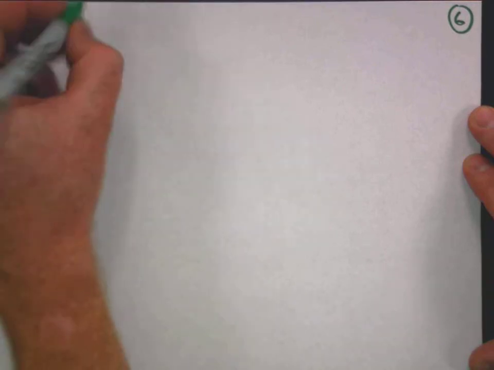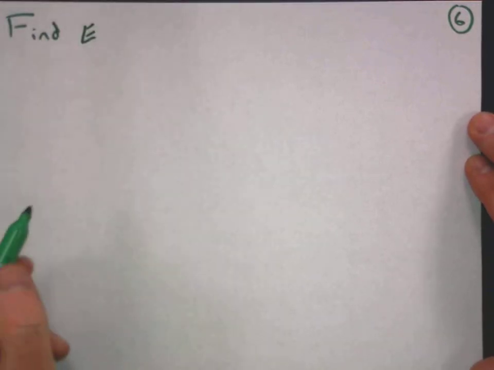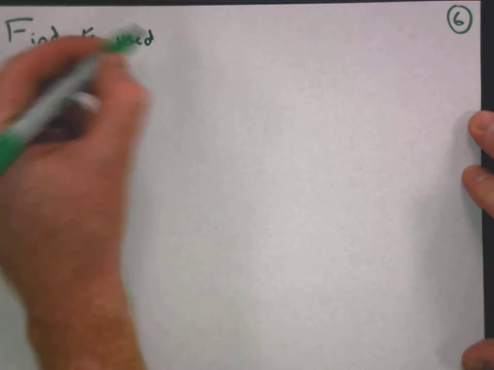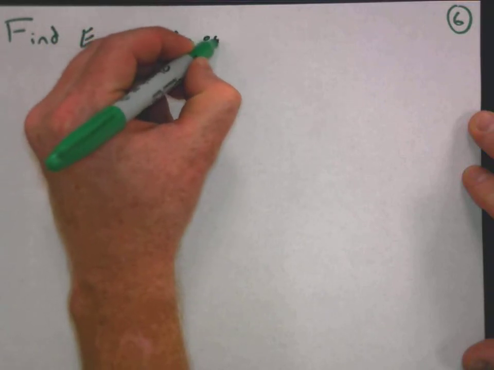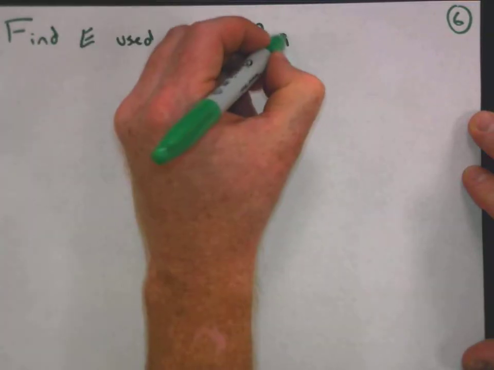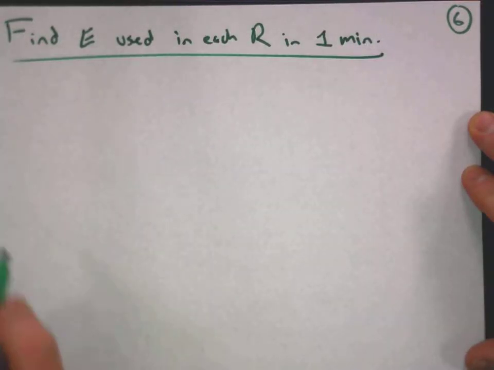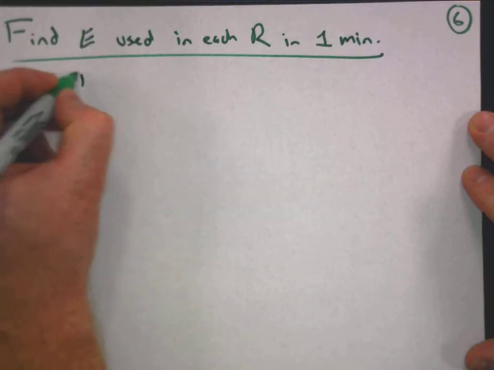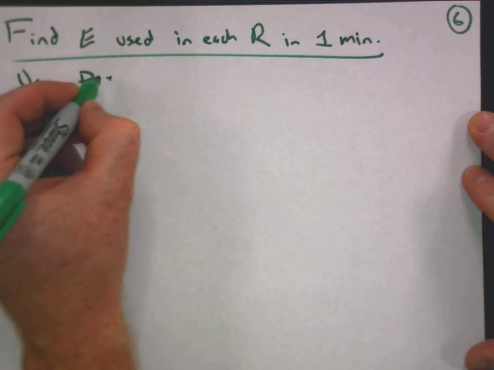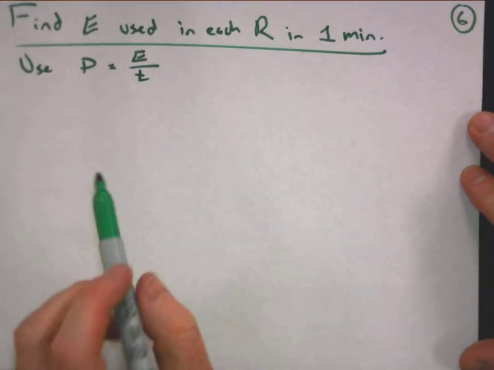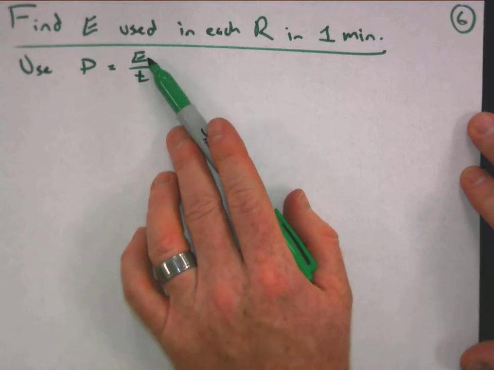Okay. In order to look at the energy dissipated in 1 minute, that's what I'm going to find. Energy is a capital E, and I'll just write the word used because it's shorter. Used in each resistor in 1 minute. What am I going to use? I'm going to use the relationship from power. Power is equal to, in very general terms, energy divided by time. And that's cool because I have a time. I want an energy. Well, what about the power side?